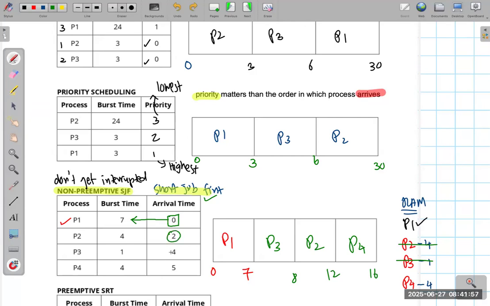After completing P1, P2, P3 and P4 arrived. Only after that do we check with the others. Here only P1 arrived. Did you get it? Shortest job first. Because no one else is there, he is the shortest, even though he has the highest burst time, but still.